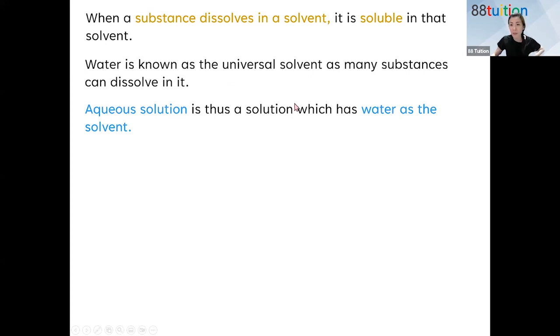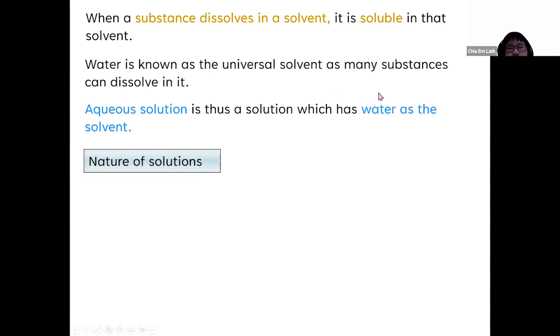If I dissolve something in alcohol, I cannot say that it is an aqueous solution, it's not. If you dissolve something in alcohol, can you call it an alcoholic solution? At this level, yes, still can. But when you talk about state symbols in an equation, then you cannot put aqueous.